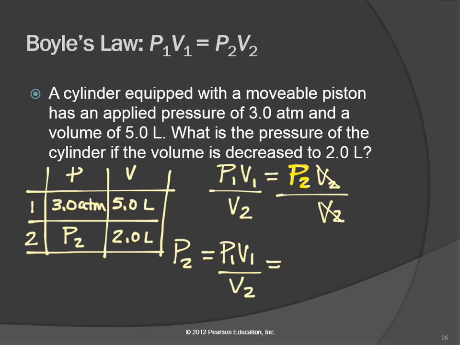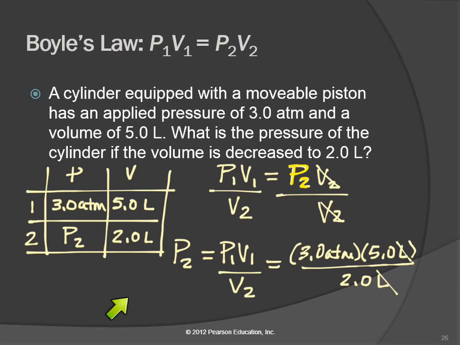Now I'm just going to go over to my table and find these numbers. So here's P1, so that's 3 atmospheres. Write the units, always, always. V1 is 5 liters, and that's divided by V2, which is 2 liters. Then look at the units and cancel them out if there's any that cancel. So the liters cancel out. I'm left with a unit of atmospheres. I'm finding a pressure, and so that's good news because that's a pressure unit.